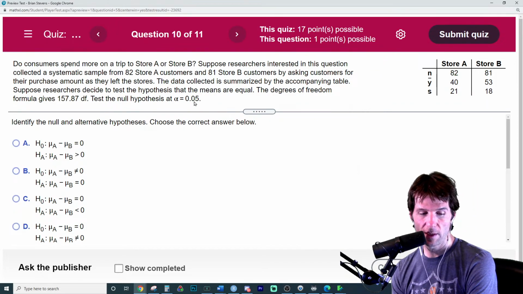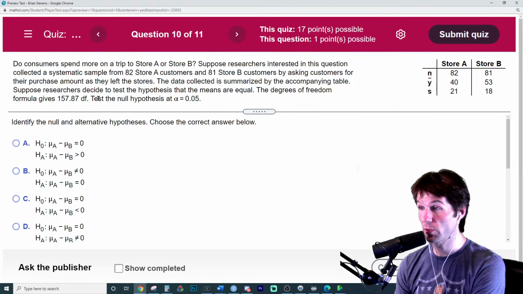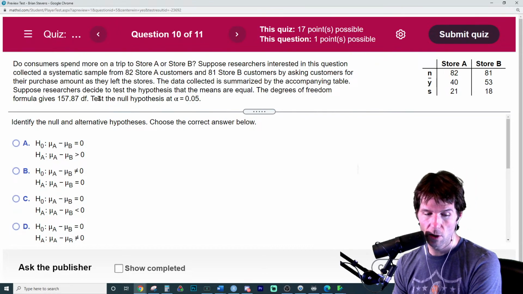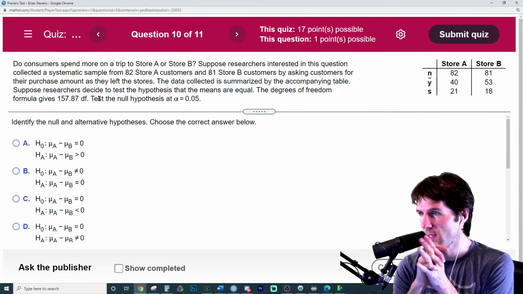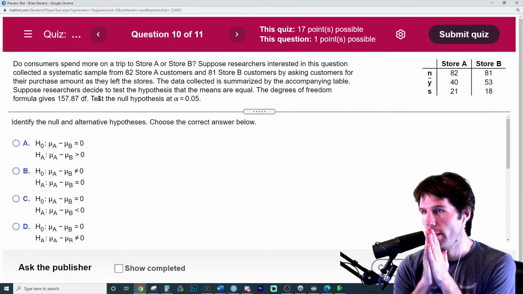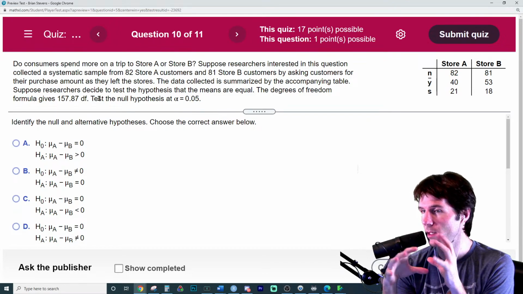They're saying we're going to use an alpha level of 0.05, and it even calculates those degrees of freedom for us. So when we're working this problem right here, we'll probably have to work the notation in a moment, but it's asking, let's see right here, we have the means, the data collected, and I think it's just asking in general, do they spend a different amount?